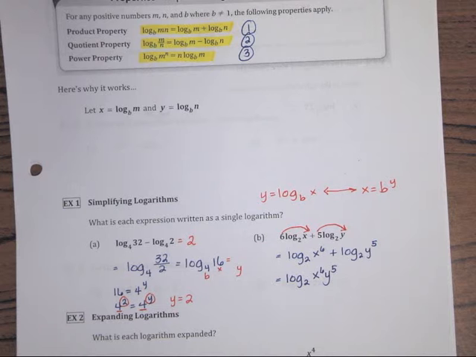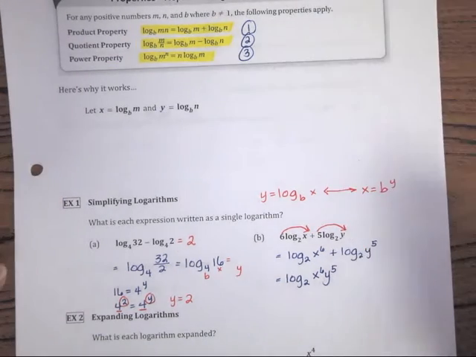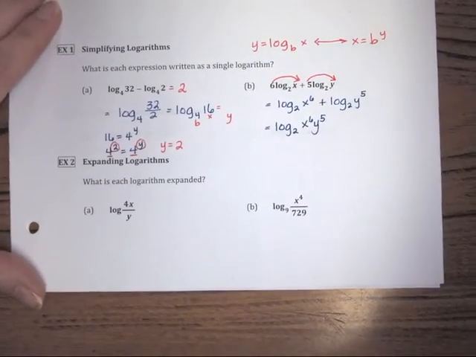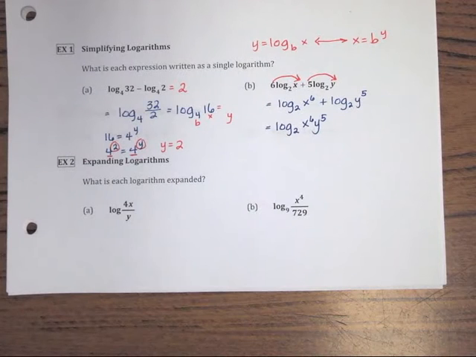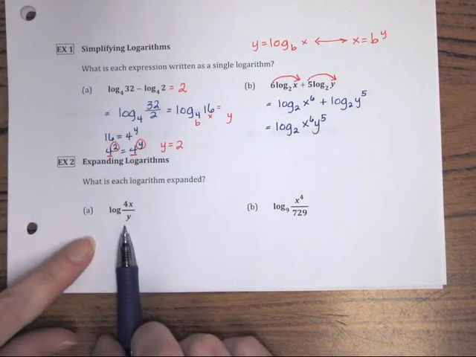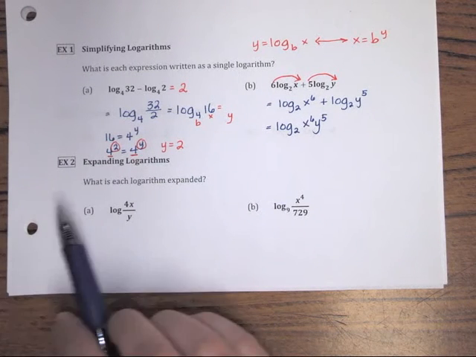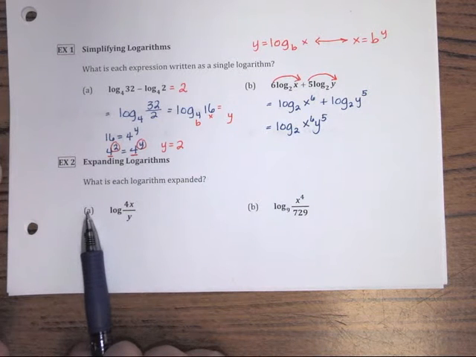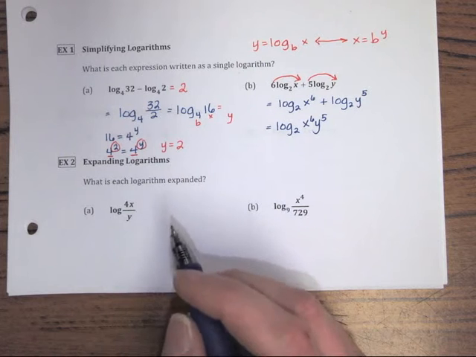We're going to do the same thing in reverse here. So if you look at the very bottom of the page, that is the answer. I want to write this all expanded. So I have a single logarithm and I want to expand it. Okay? And so here's what I'm going to do.